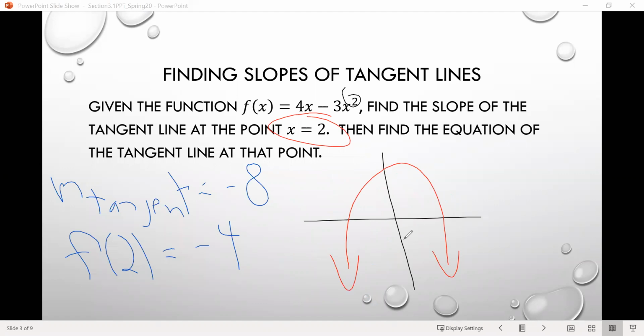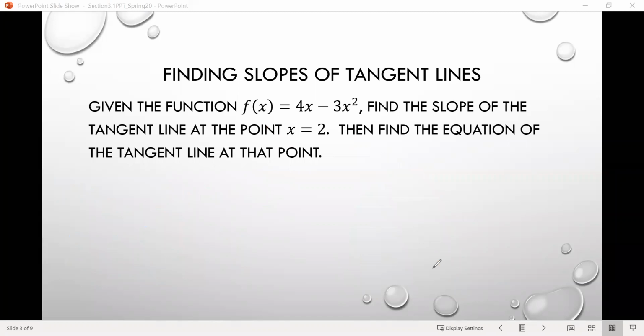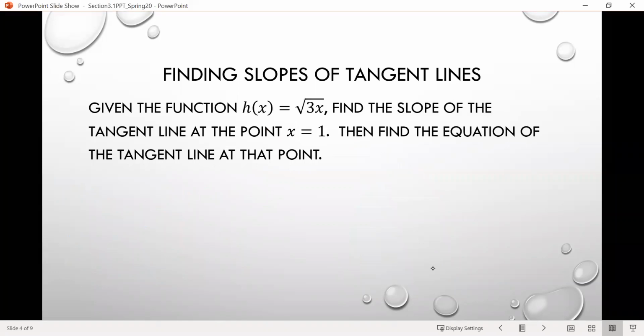We were working at the point x equals 2, so right about here. And so what we found, again, is the equation and the slope of the tangent line at that point. So that would be this green line here. So it's a line that touches that graph at a single point and goes through where x equals 2. Okay? Cool. All right, let's look at another example.